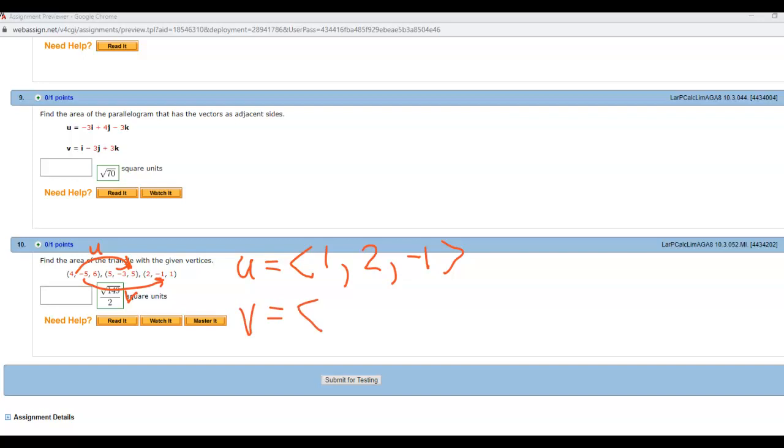Now I'm going to find vector v the same way, because I'm going to do this point minus the first point. So I have to do 2 minus 4. Negative 1 plus 5.